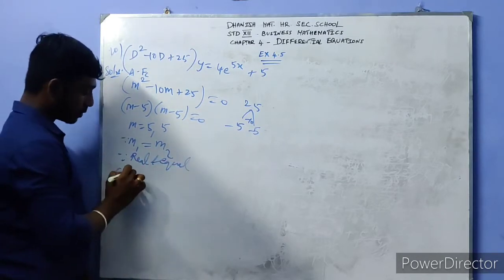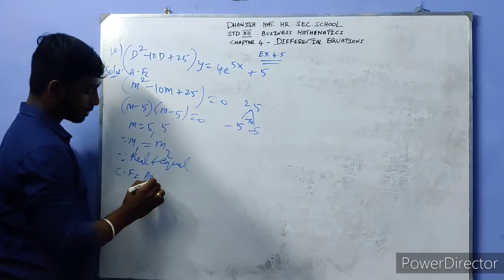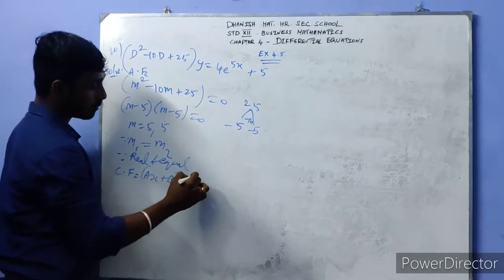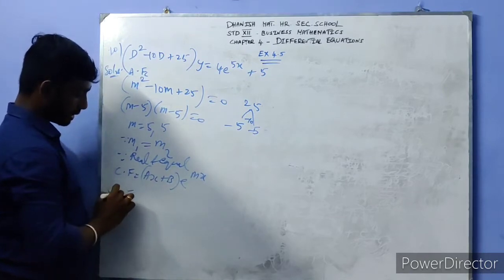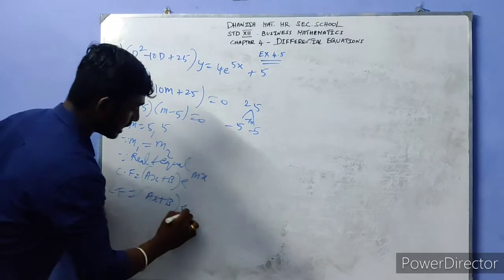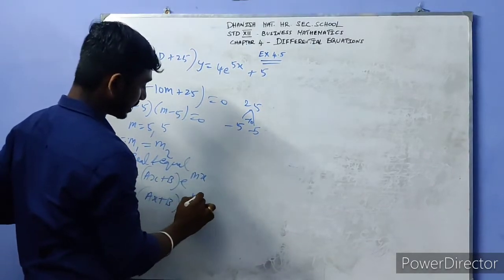So what is the CF value? That is (Ax plus B) into e power of mx. That is your CF equal to (Ax plus B) e power of, what is the m value? That will be 5x here.